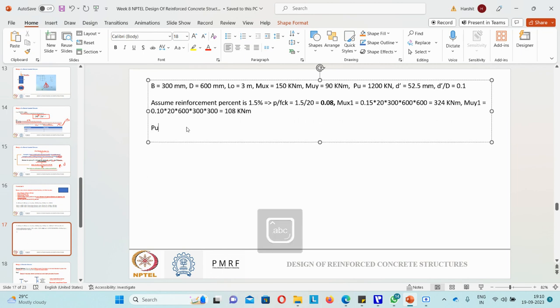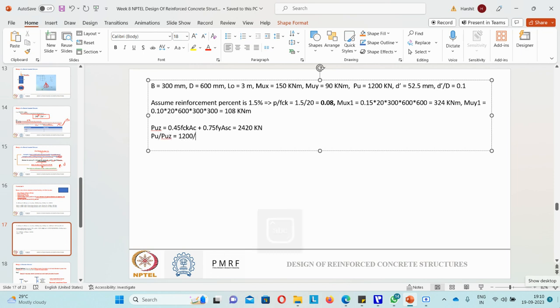First I need to calculate Puz. What is it? 0.45 fck Ac plus 0.75 fy Asc, where Ac is nothing but Ag minus Asc. 1.5% steel we assume. If you substitute all the values, you will get Puz as 2420 kilonewton. So Pu divided by Puz is nothing but 1200 divided by 2420. It is very close to 0.5, 0.49 we can say.